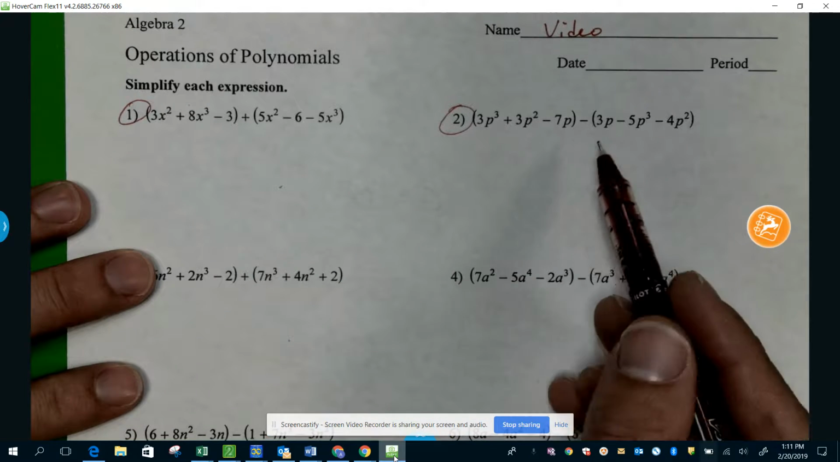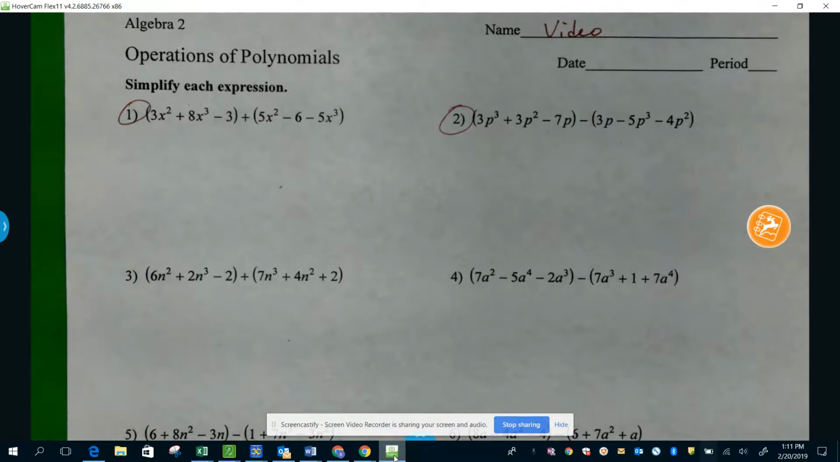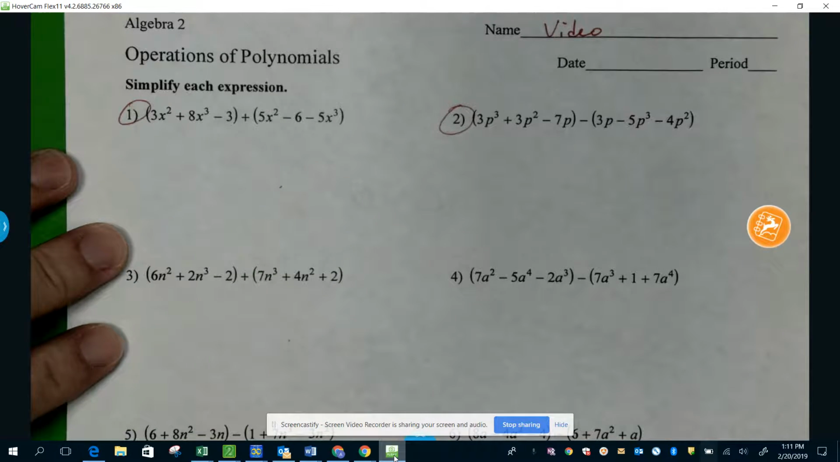Okay. Now, problem number 2 is a subtraction. Don't start distributing and multiplying everything right off the bat. Slow down and realize what you're working with here. So the very first thing I want to do is get rid of my parentheses, and I'm going to do that.